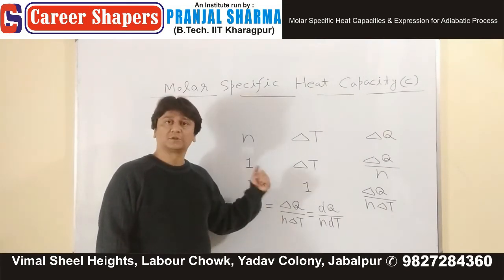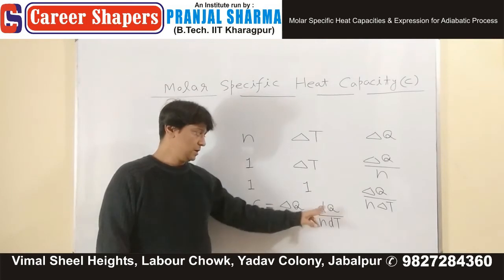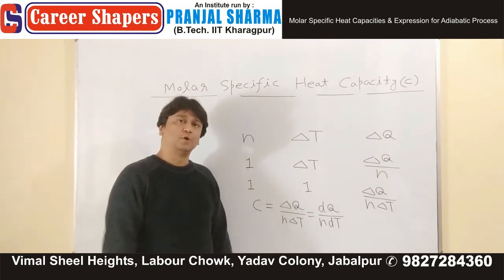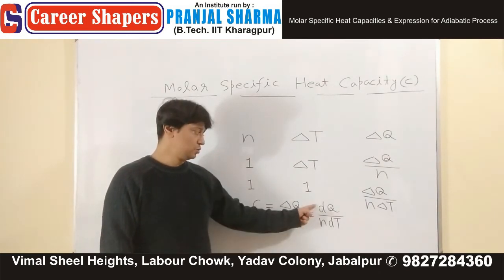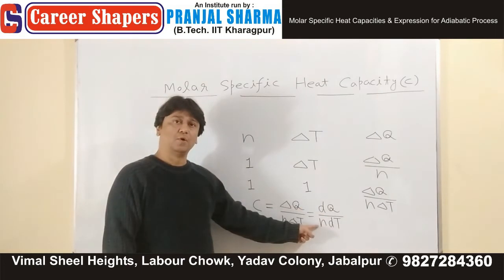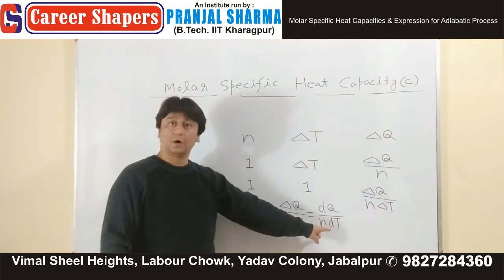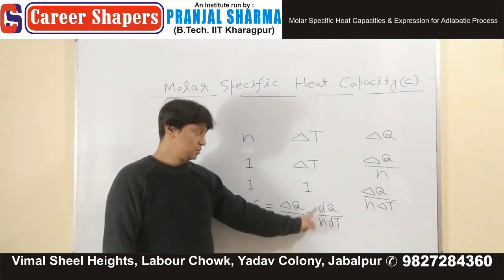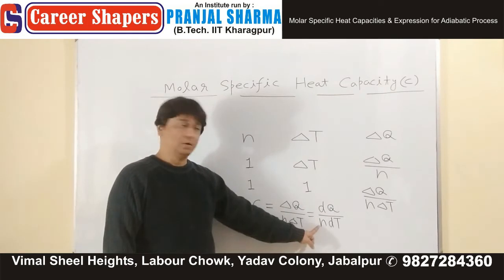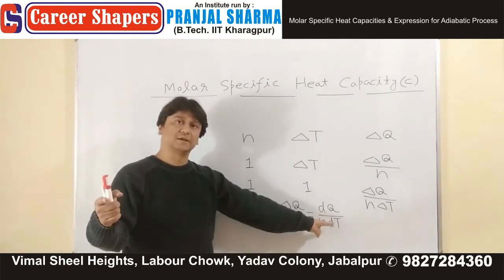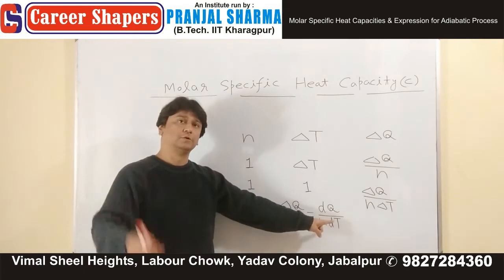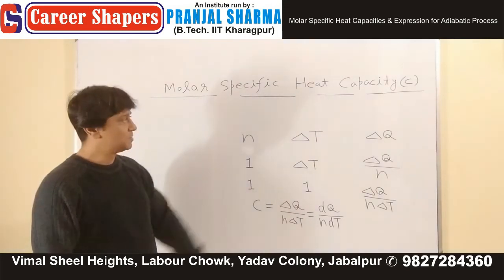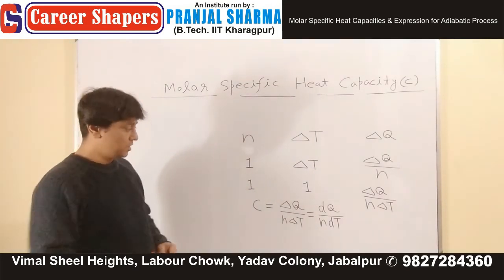So what is molar specific heat capacity? dQ divided by n dT. What is the unit of molar specific heat capacity? Joules per mole per Kelvin or per degree Celsius. Both are the same. You can use whatever you want. This is the formula for C. Remember this. Note this down.